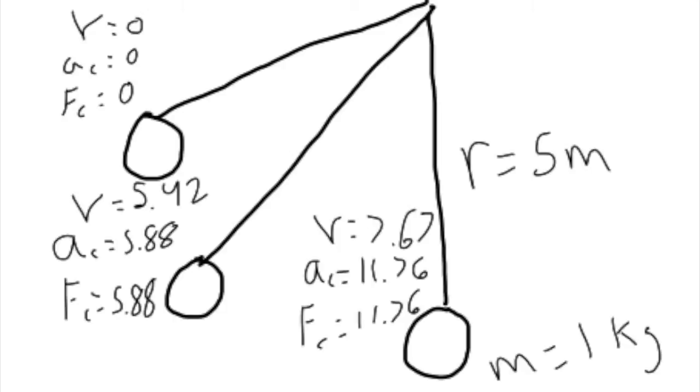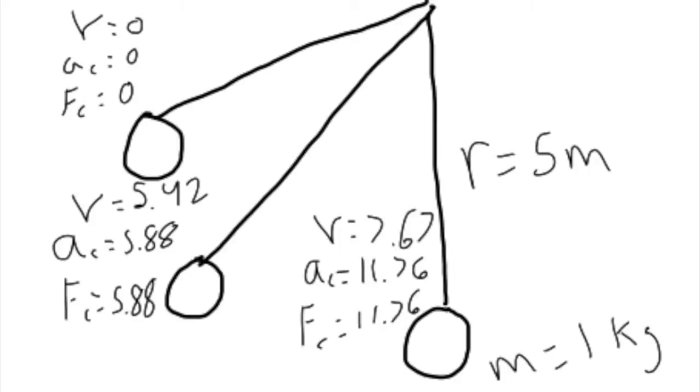The centripetal force changes as velocity changes. Centripetal force equals mass times centripetal acceleration. Since the velocity was zero at the first point, the centripetal force was zero because there was no centripetal acceleration.